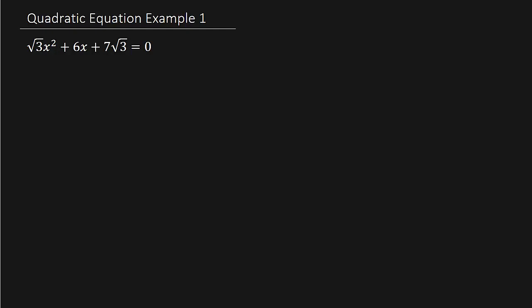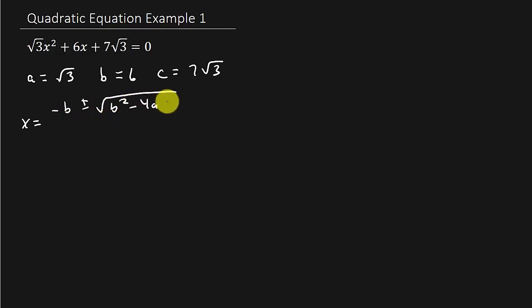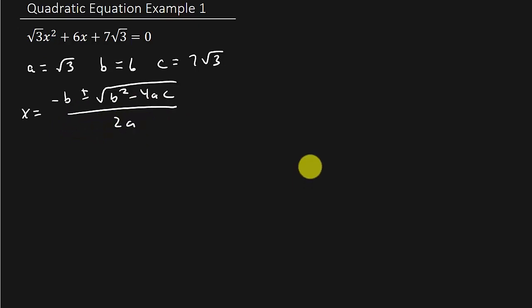Okay, so it's in the form ax squared plus bx plus c equals 0. So remember, a is the number in front of your squared term, b is the number in front of x, and c is your constant, 7 square root of 3. All right, so now it's just x equals minus b plus or minus the square root of b squared minus 4ac all over 2a. There it is.